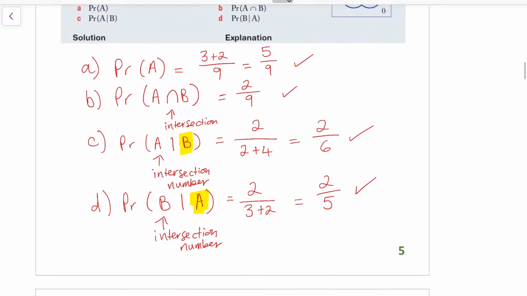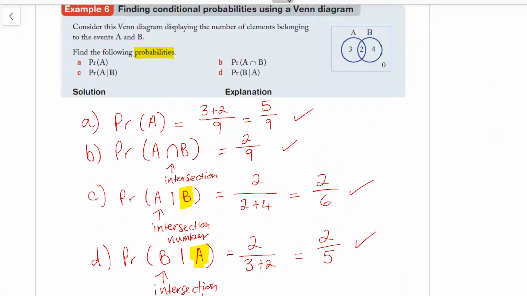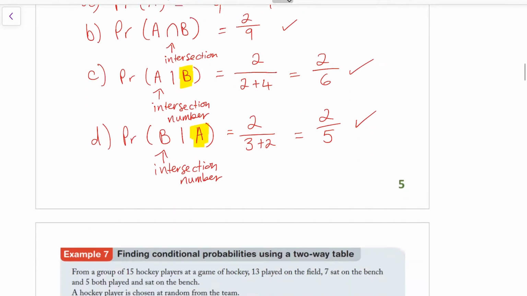And that is how I can simplify conditional probability for you. Brilliant. All right. So we've got another question that we need to work with.